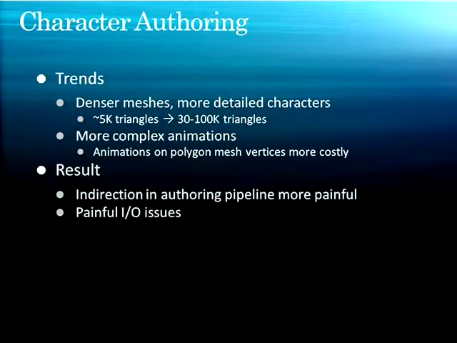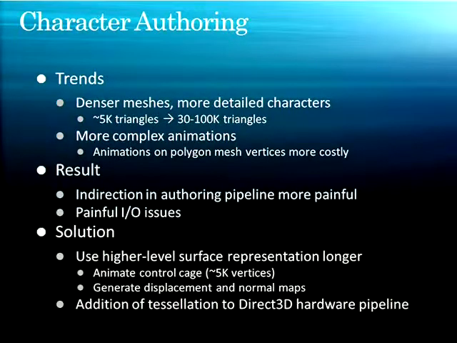The other thing, which is probably more visceral in a certain sense, is the I/O issues. So now we've just got much more data, which means it takes us longer to get that data from disk to main memory, and from main memory across a tiny little bus to the GPU. Okay? So this is really causing significant I/O pain. So the solution is basically we want to be able to use these higher level surface representations longer, and that means adding tessellation to the Direct3D 11 hardware pipeline.